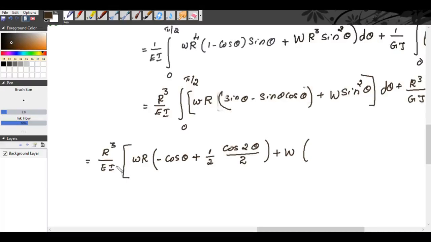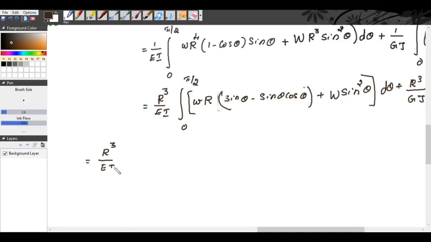Okay, so I will remove this now. See, hope you understood this. R cube by EI into small WR into the integration of sin theta is minus cos theta. Okay, or else we will write it one more step so that it will be easy for you.